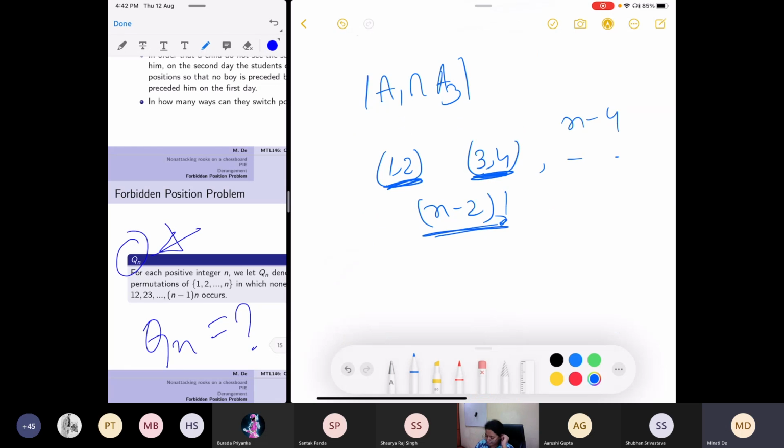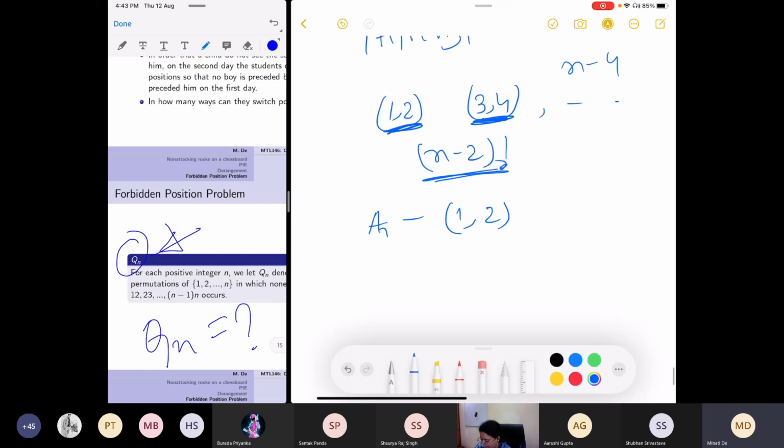Agreed? Now let's say AI and AJ are something like this. A1 is where 1 and 2 come together, and let's say AJ is such that there is something common, say 2 and 3. In such a case, you can see it only happens when 1, 2, 3, this whole group, come together.